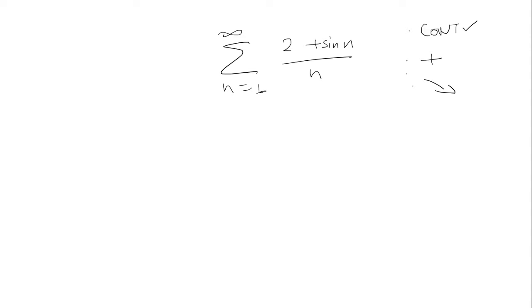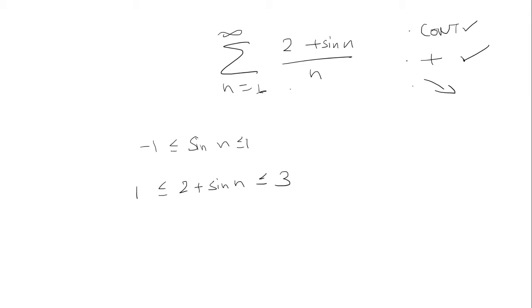Okay, the next condition is when a sub n is positive. So 2 is positive, and n is going to be positive since it's 1 to infinity. Now sine of n is between -1 and 1. So the smallest it can be is -1, which means that 2 plus sine of n is going to be between 1 and 3. So that is always going to be positive. The numerator is going to be positive. We already said the denominator is positive, so it's all going to be positive.